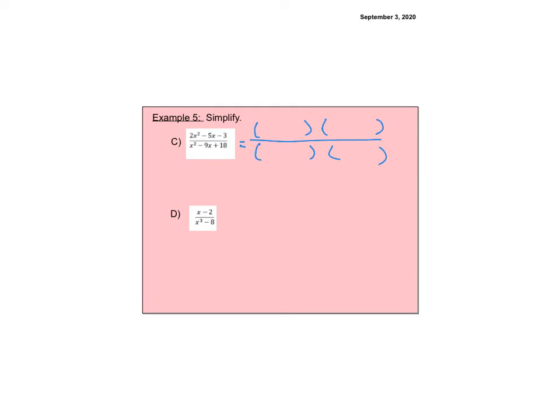What times what gives us 2x squared? 2x and x. What multiplies to give us a minus 3? It's got to be a 1 and a 3, and 1 has to be a plus and 1 has to be a minus. It's got to be a plus 1 and a minus 3, because you get a minus 6x plus 1x will give me a minus 5x. And then what multiplies to give us a positive 18 and adds to give us a negative 9, so it has to be a minus and a minus, so it has to be a minus 6 and a minus 3. So then what can cross out? X minus 3 and x minus 3. So then we're just simply left here with 2x plus 1 over x minus 6.